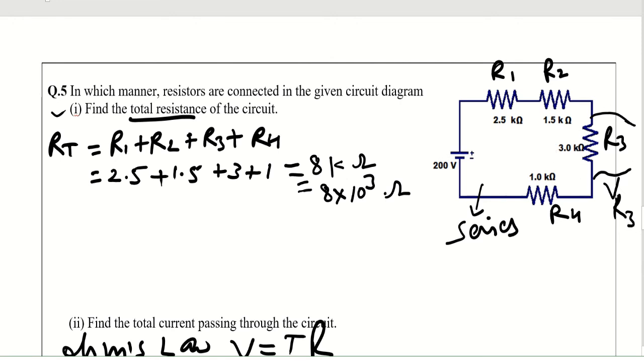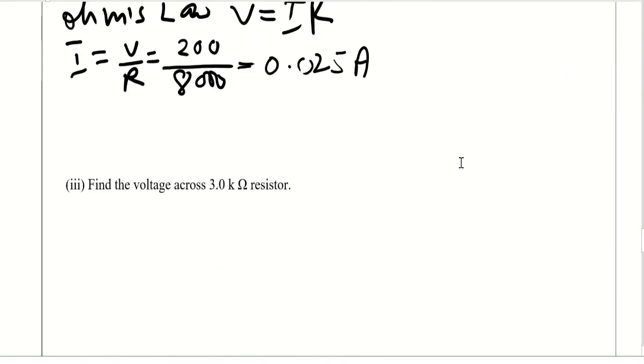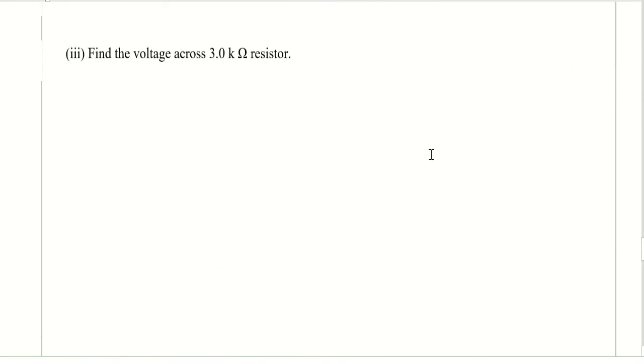Now what we have to do is use Ohm's law. In this section, the voltage is VR3, and here this is I, and the resistance is R3. Because I am using Ohm's law in this section, I will take the value of this R, not the total circuit. So this is the formula I am using here.